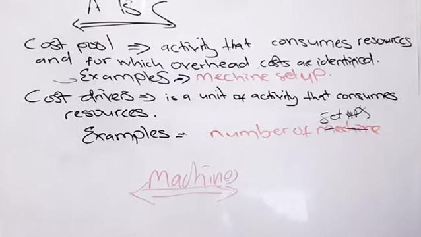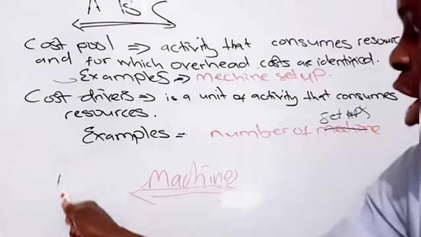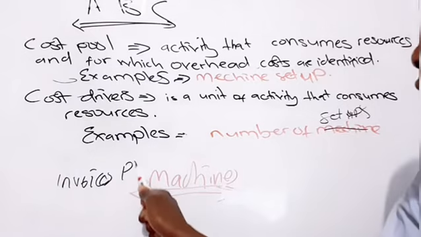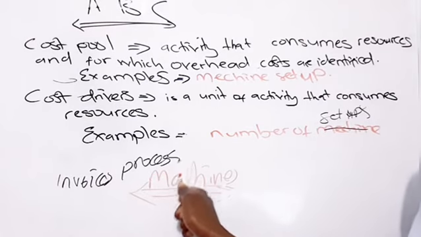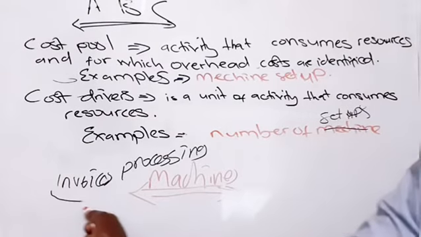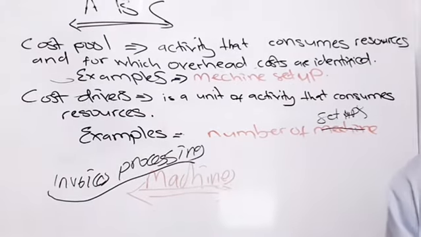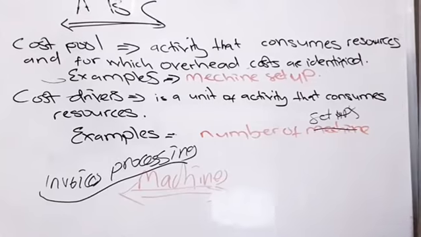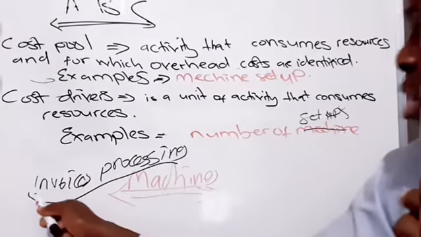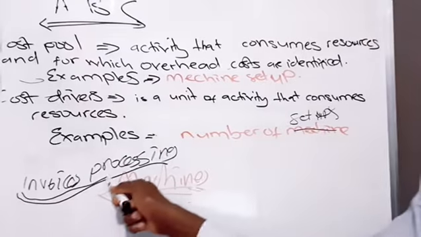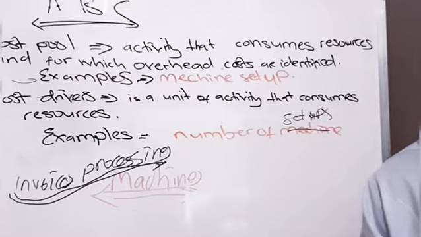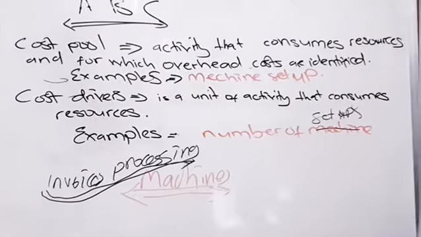And then the number of purchase orders, okay? So maybe you're looking at invoice processing. So what is driving this cost forward? It's going to be the number of purchase orders, okay? Because basically if you're going to be having more purchases, then you're going to be having a lot of invoices to write, driving this cost forward, okay? So those ones are called transaction drivers, okay?